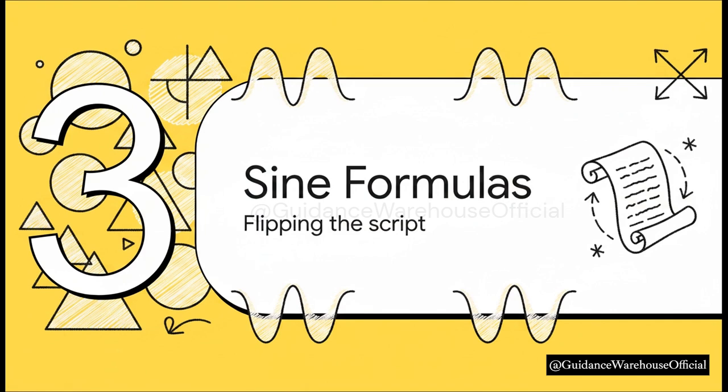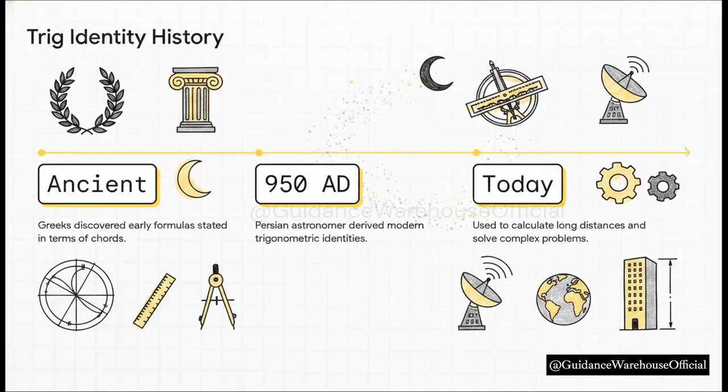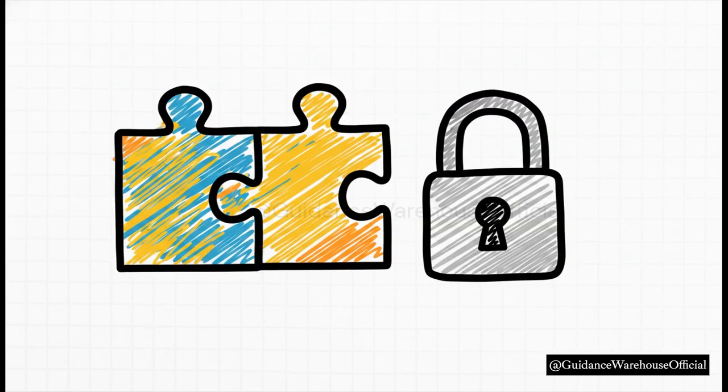Okay, we've got the scaffolding for cosine set up. Let's look at our next function in Section 3, sine sum and difference, flipping the script. But before I throw more math at you, let's take a quick brain break. You know, these formulas didn't just fall out of the sky. The ancient Greeks actually discovered early versions of them, talking about them in terms of geometric chords. Then, around 950 AD, a Persian astronomer formally derived the modern trigonometric identities we're looking at right now. And today, we're still using this exact same 1,000-year-old math to calculate those massive real-world distances we talked about earlier. Pretty cool, right? All right, let's get back into it and look at the sine sum and difference identities.